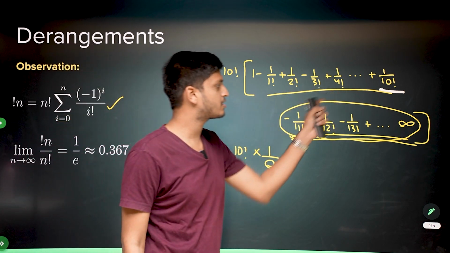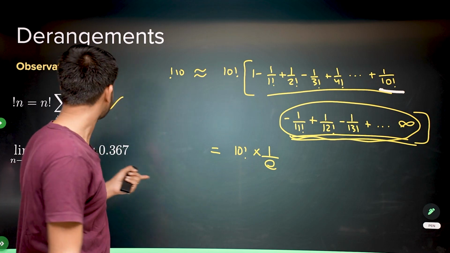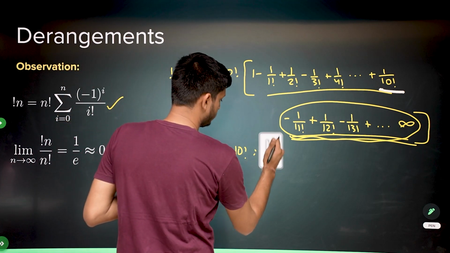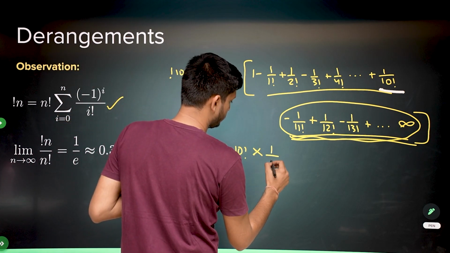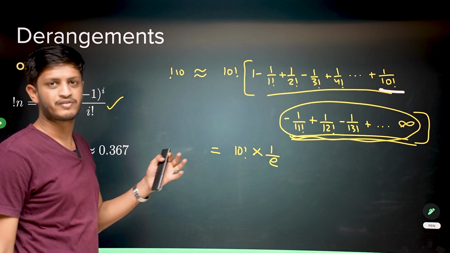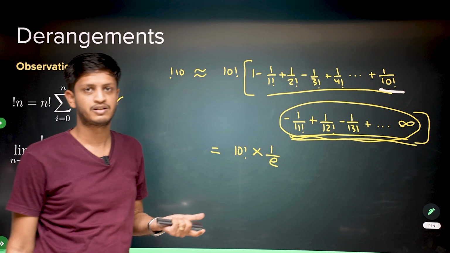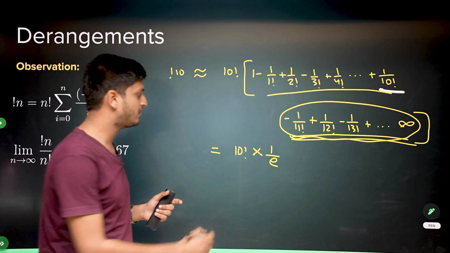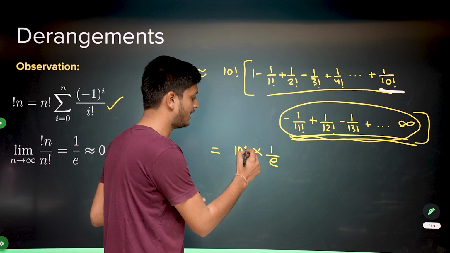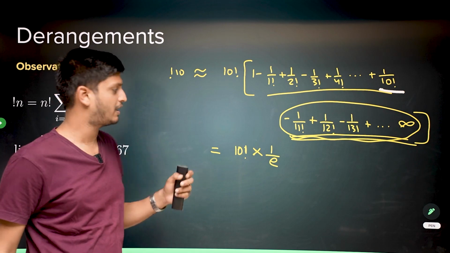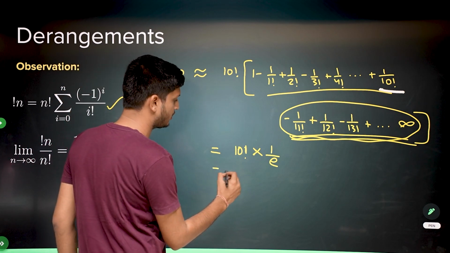Okay, this is the expansion of 1 by e. e is 2.7 something, right? So this entire expression is 1 by e only. So that way I can solve it much easier, right? I just have to calculate 10 factorial upon e.